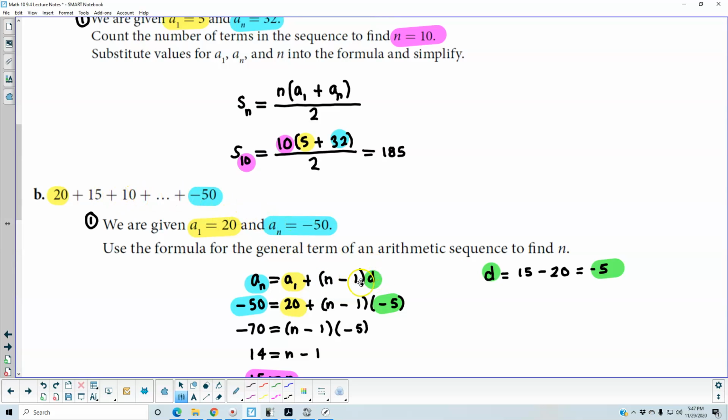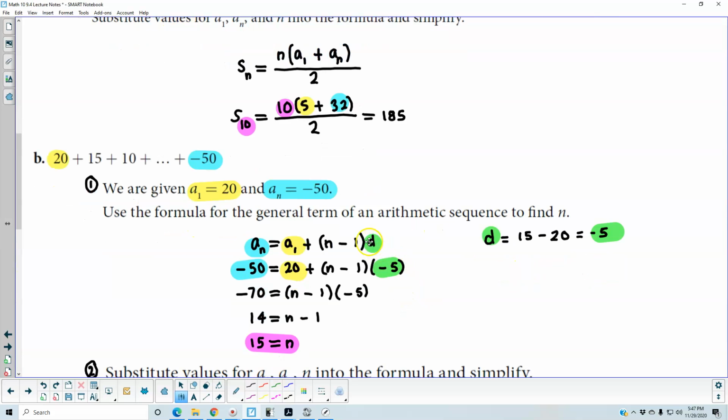Well, we need to find out what the common difference is. The common difference is taking the second term and then subtracting 20 from that second term. So 15 minus 20 is negative 5. So we're going to plug in d to be negative 5. We know that the nth term is negative 50, and we know the first term is 20, and that's going to allow us to find out what n is.